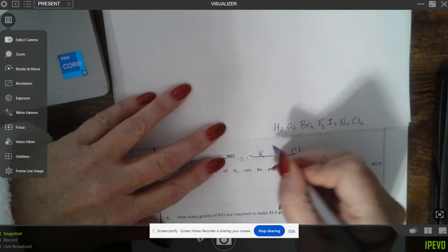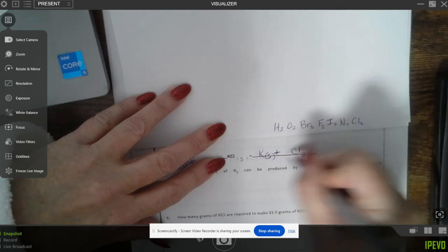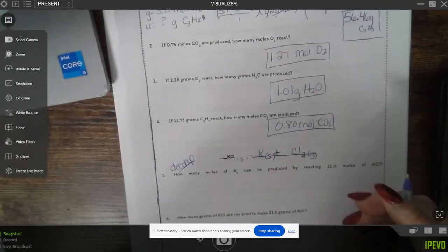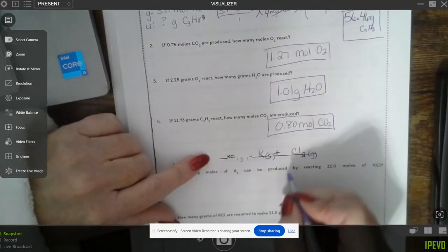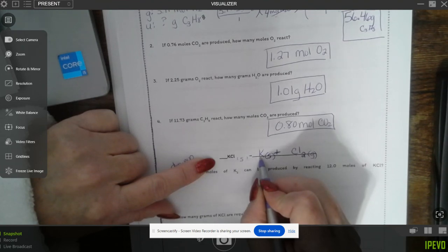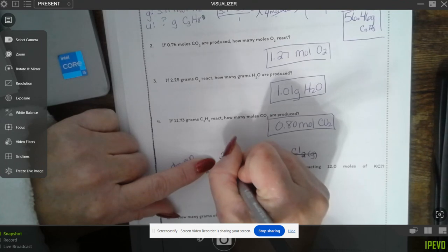The last thing we have to do is include states. So potassium is a solid, chlorine is a gas. All right, those puppies, what am I going to do with them? All right, so I need to balance, always balance. Here I've got 2 chlorine, so I'm going to put a 2 in front of KCl.